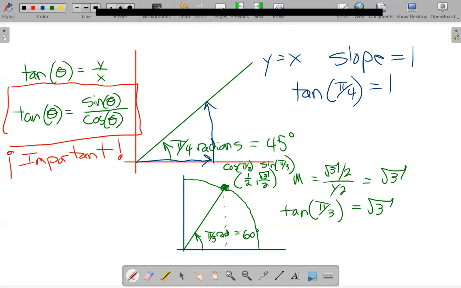All right, so that's the intro to section 5.4. We'll do some more with this and look at some other trig functions very soon.